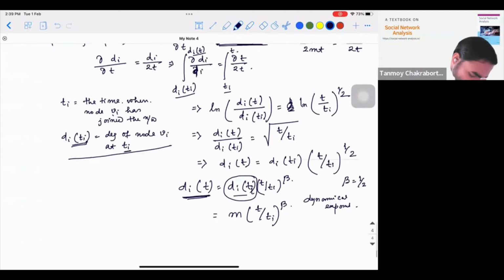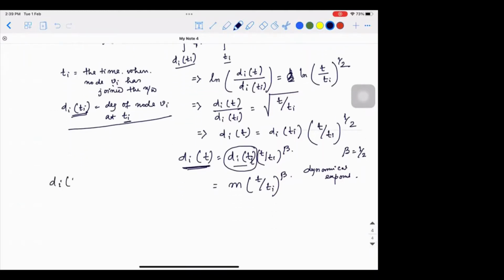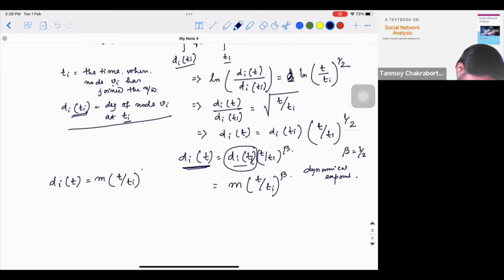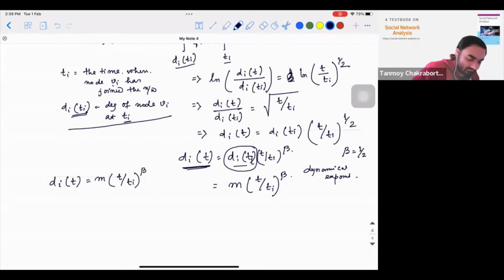Right? Now let's look at this equation very carefully. Sir, I have one doubt. Yeah. Sir, as you said that a node always joins with m degree, is this an assumption? This is the assumption. Okay. This is the assumption of the Barabasi-Albert model, that a node always joins with degree m.